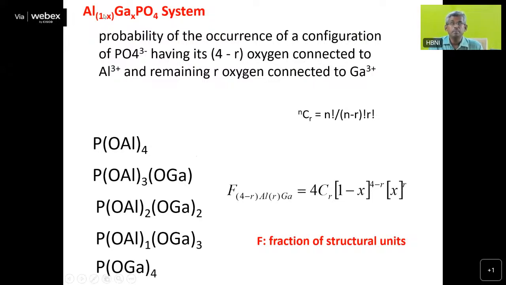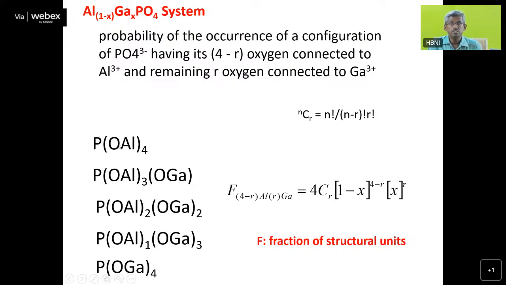Okay, let us come back to this solid solution again. Aluminium 1 minus X, gallium X, PO4. PO4 is constant and part of the aluminium is replaced by gallium. Or you can say part of the gallium is replaced by aluminium, one and the same only. So in such a system, suppose you take a general formula like aluminium 1 minus X, gallium X, phosphate, how many structural units will be there? There will be 5 structural units, correct, which I have discussed.